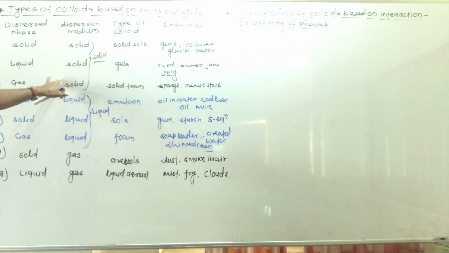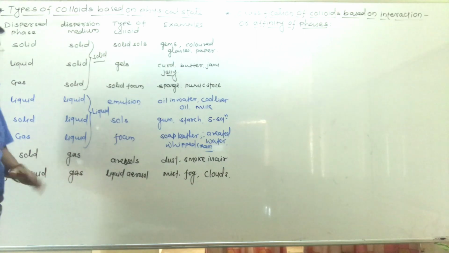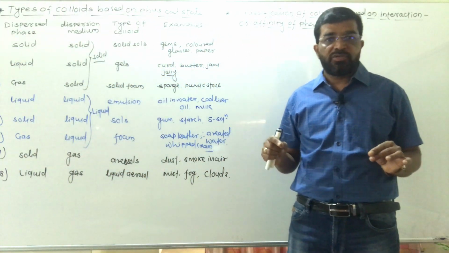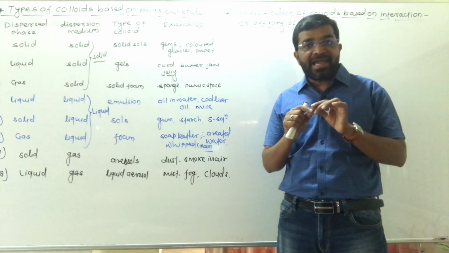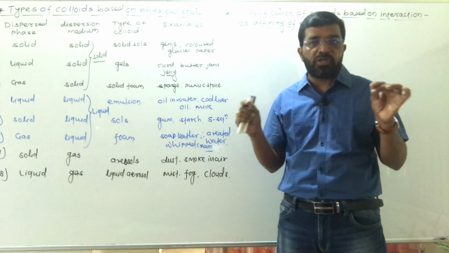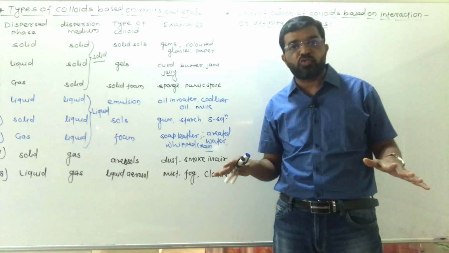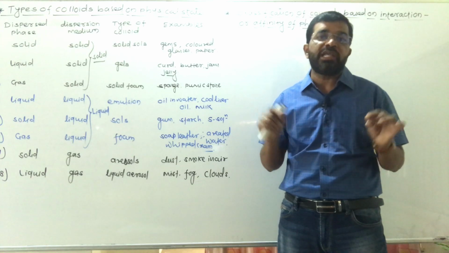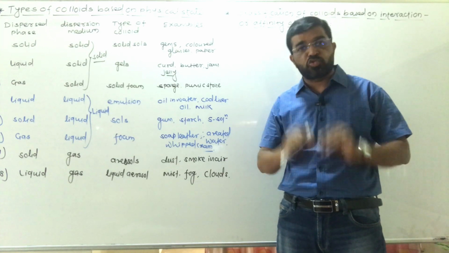Here is another point you have to remember: there are 8 types of colloidal system, and one type of colloidal system does not exist. Which type does not exist? The gas in gas type of colloidal system does not exist. Gas in gas is only a true solution, because gas in gas forms a homogeneous mixture; it is not colloidal, it is always a true solution.